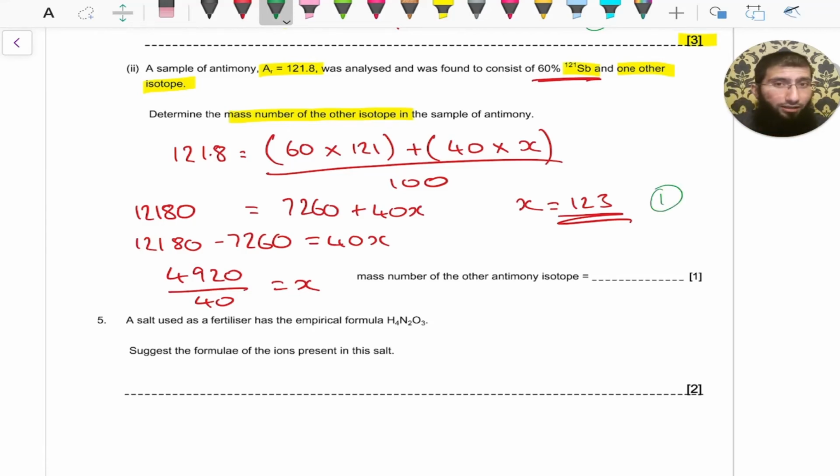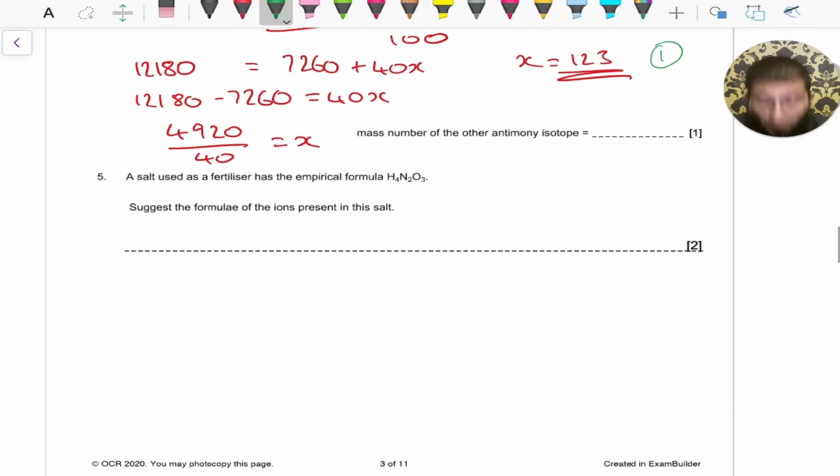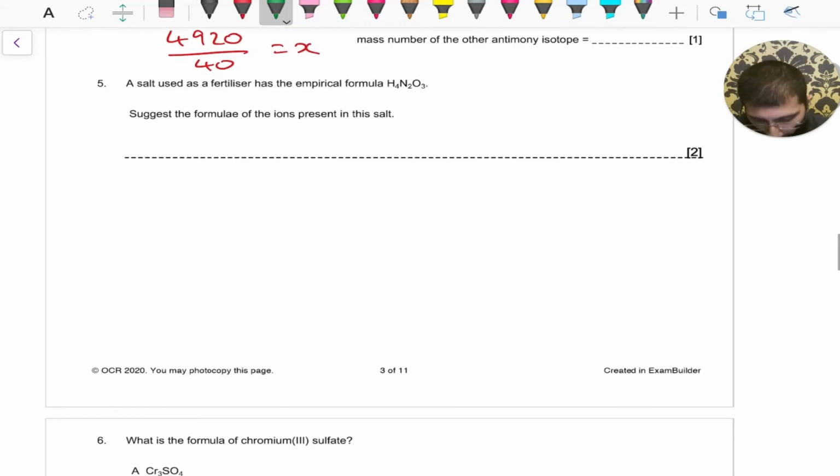Really quite easy. I'm sure you're beginning to feel a little bit more confident on this, if you weren't already, that is. Okay, question number 5. You're told that a salt was used as a fertilizer and it had an empirical formula of H4N2O3. You're asked to suggest the formulae of the ions present in the salt.